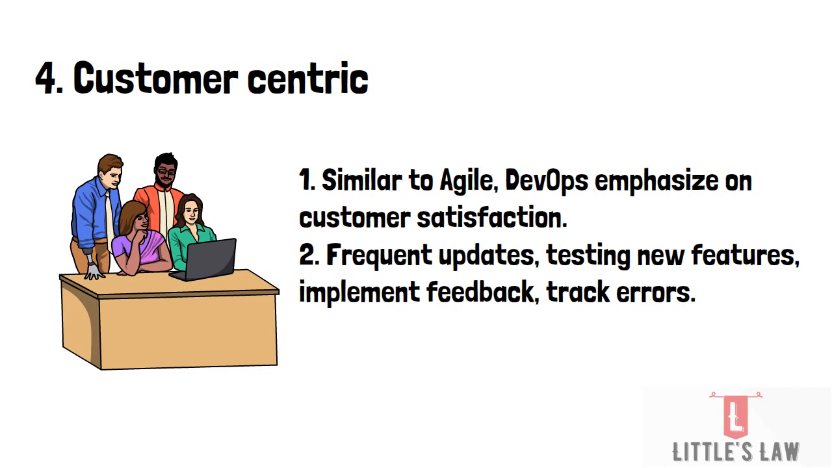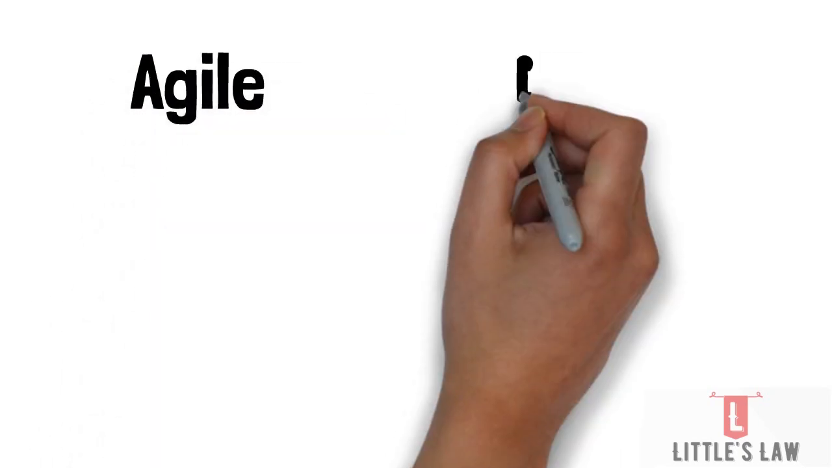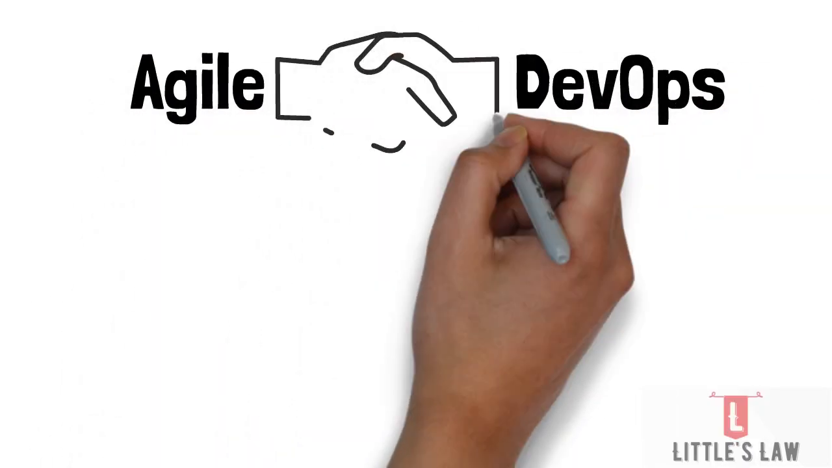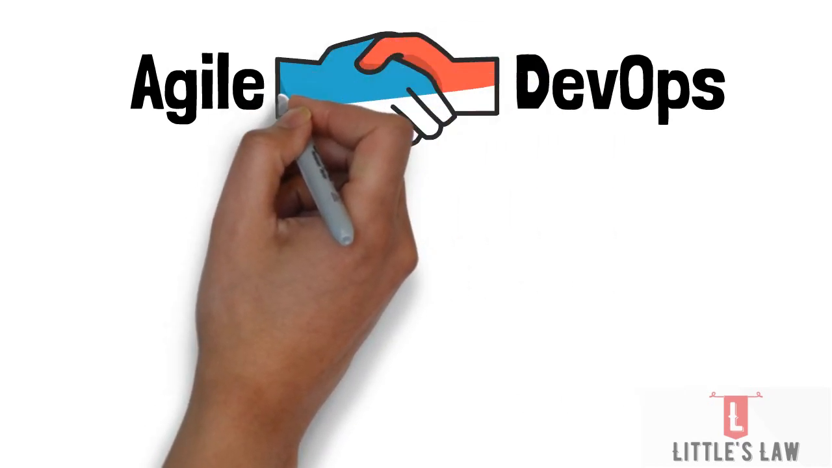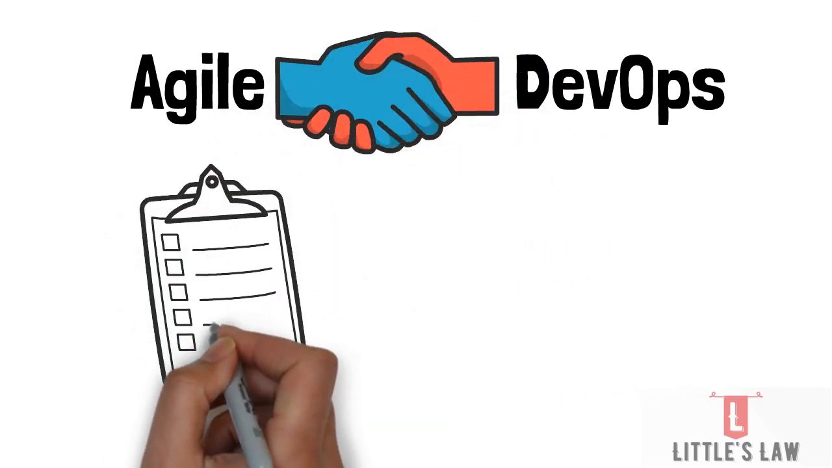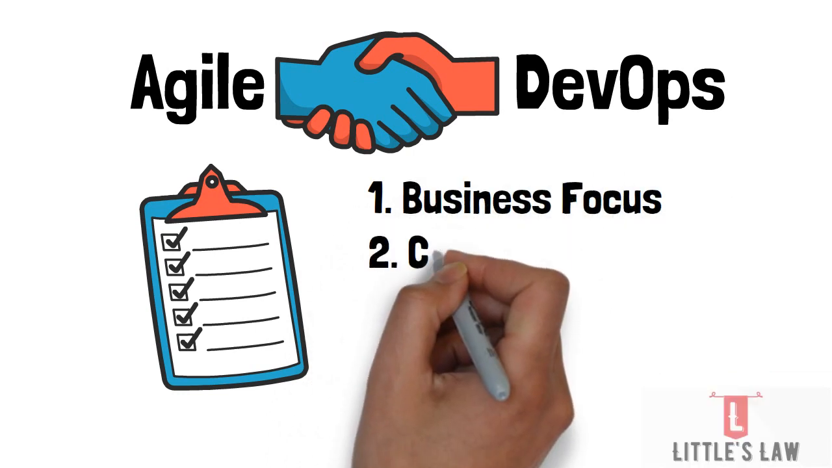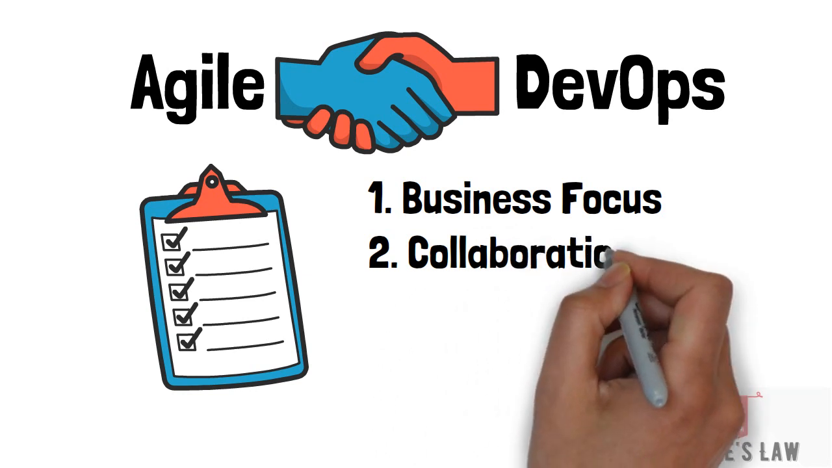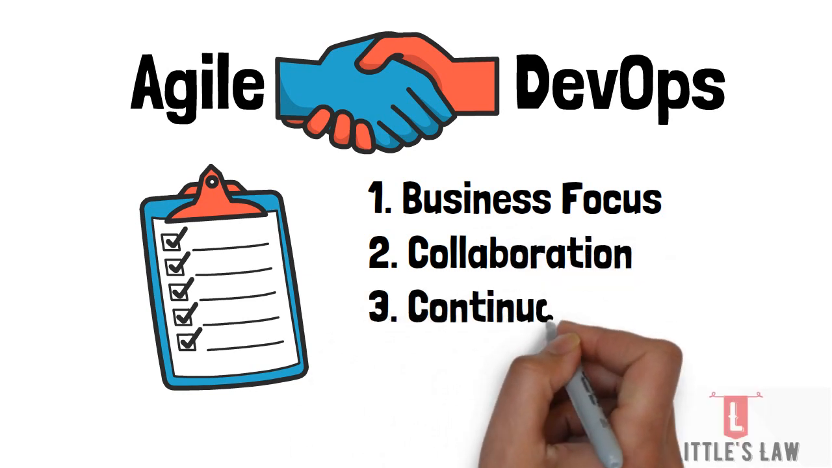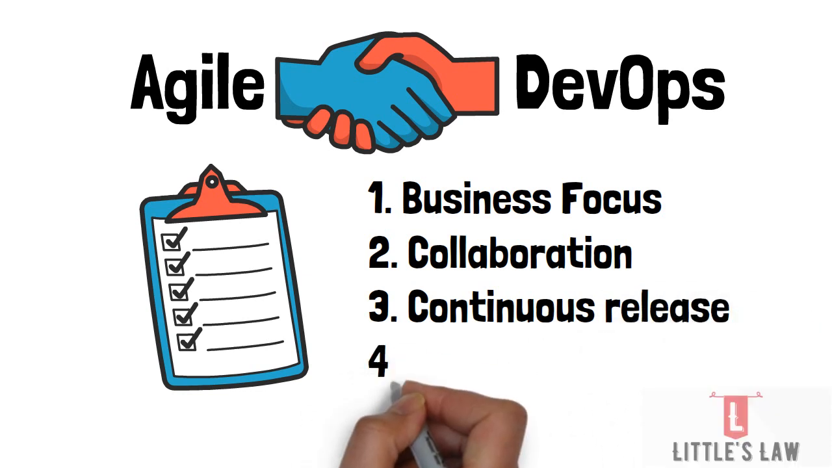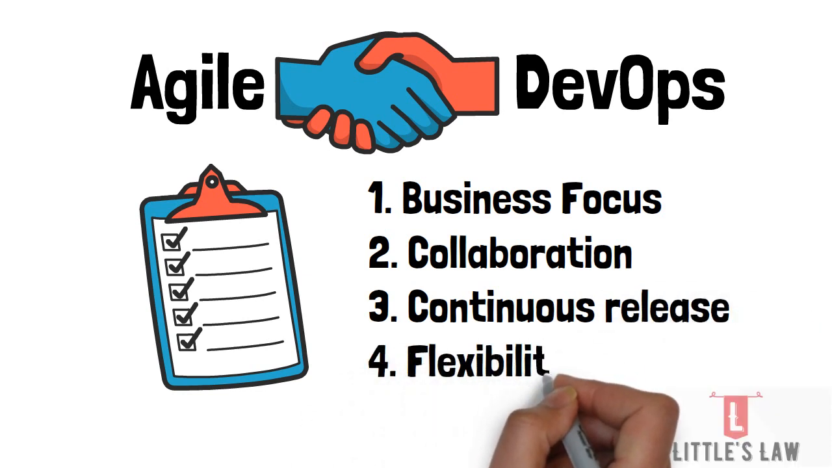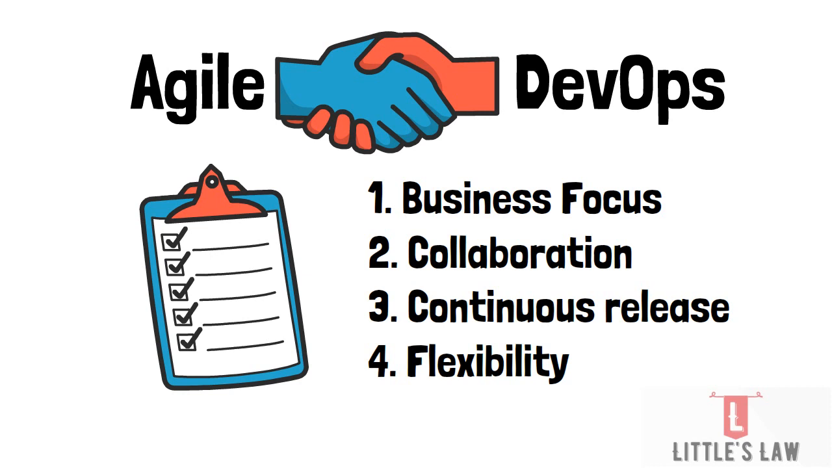So far we saw what is Agile, what is DevOps, and what the core principles of Agile and DevOps are. Now we will see the similarities between Agile and DevOps. The first one is business focus. Both methodologies are focused on increasing the value for customers, which ultimately drives revenue for the business. When it comes to collaboration, the emphasis on collaboration fosters better communication and clearer expectations, which ultimately promote DevOps and Agile's common goal of producing better software more efficiently.